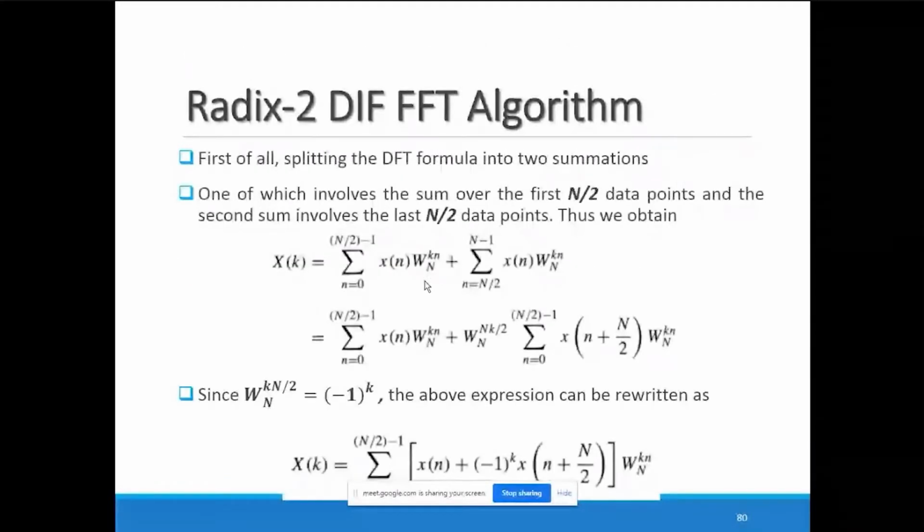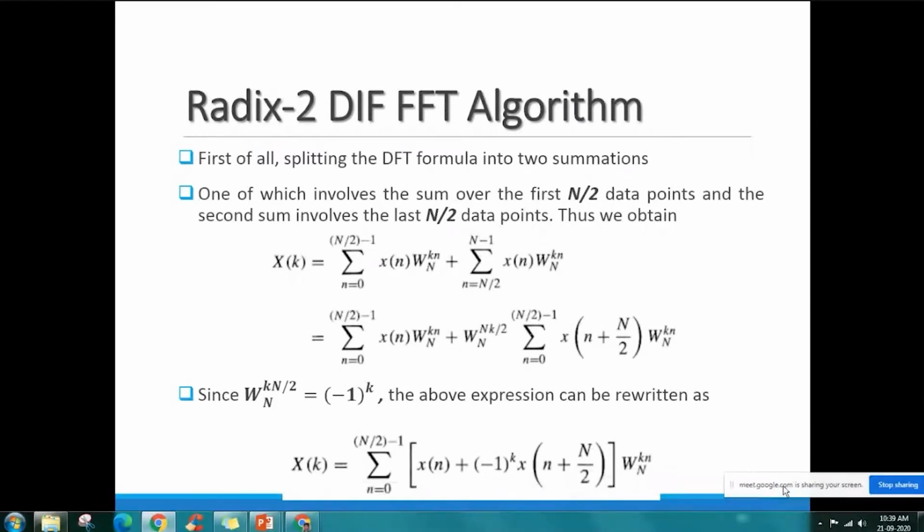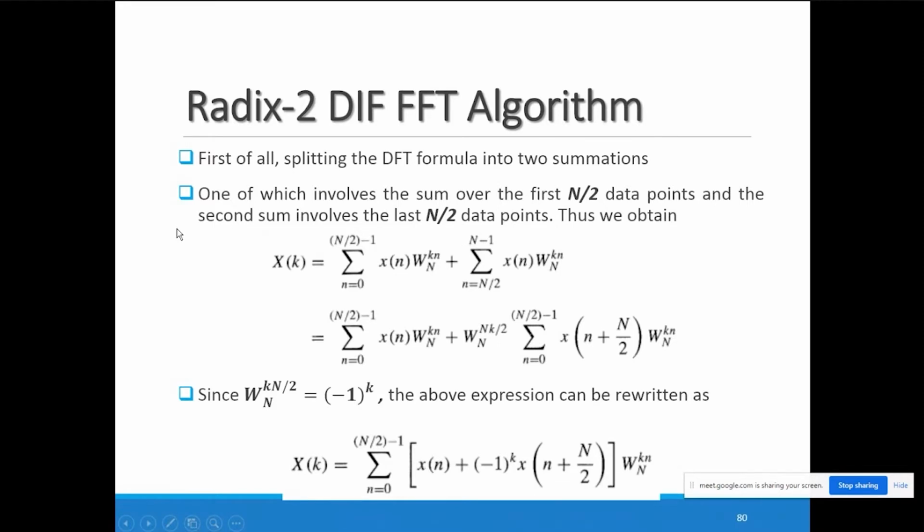First of all, we split the DFT formula into 2 summations. Compared to the earlier splitting, now the splitting is a different one. One of them involves the sum over the first n by 2 data points, and the second sum involves the last n by 2 data points. Thus, we obtain X of k as sigma n is equal to 0 to n by 2 minus 1 of x of n into omega n raised to kn, plus sigma n is equal to n by 2 to n minus 1 of x of n into omega n raised to kn.